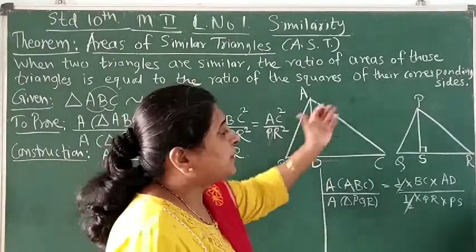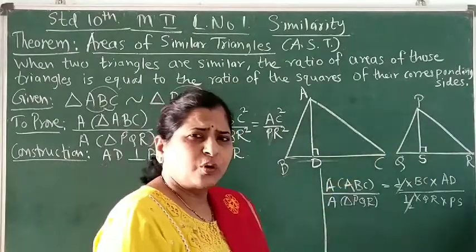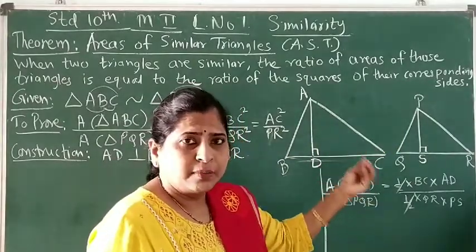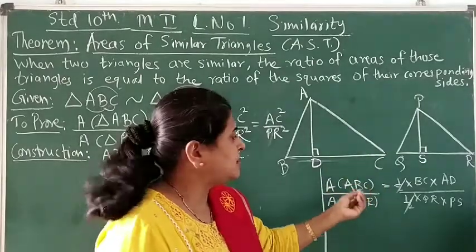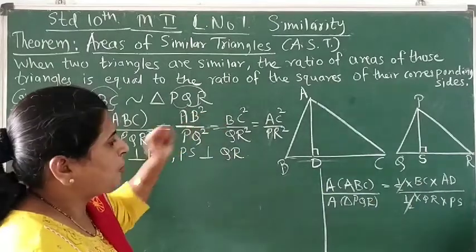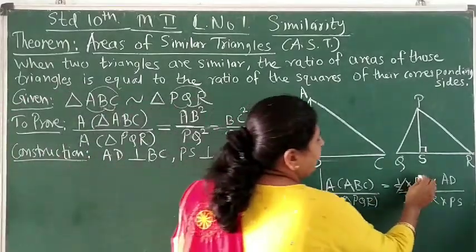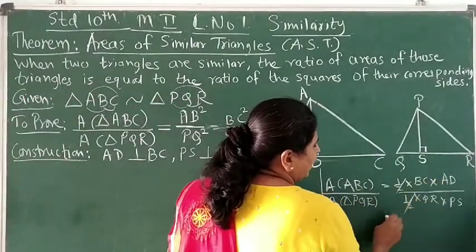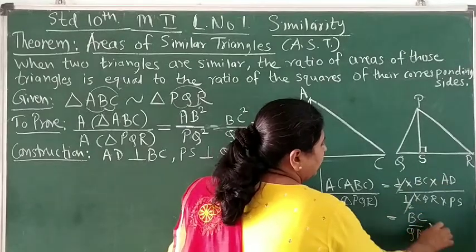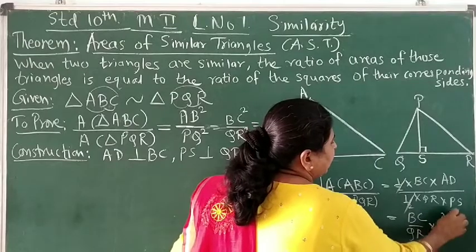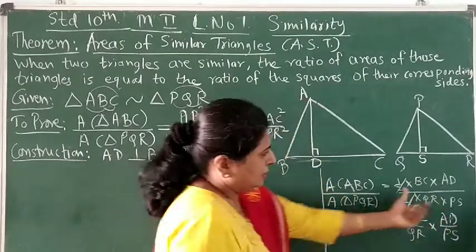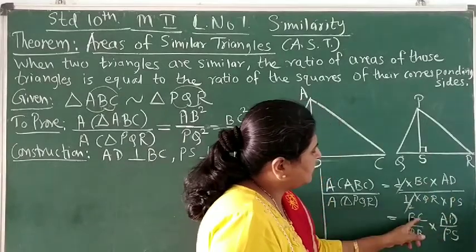Okay, now what is the speciality of these two triangles? These two triangles are not just any two triangles. These two triangles are similar. So how can the fact that they are similar help us to prove this, which is BC square upon QR square? Here we want BC upon QR, its square. So we split this into BC upon QR and AD upon PS. This product we have split into these two ratios.